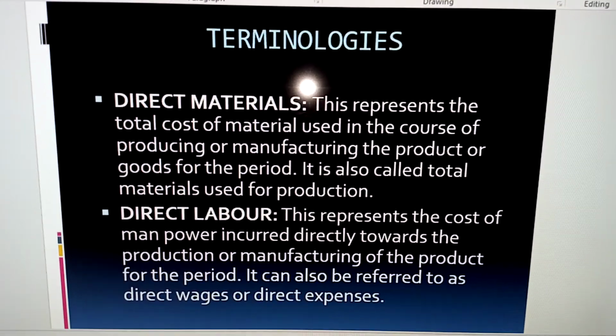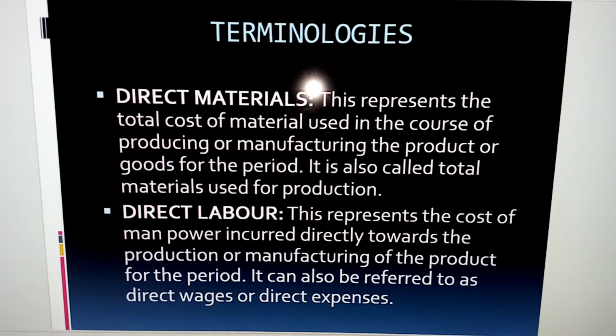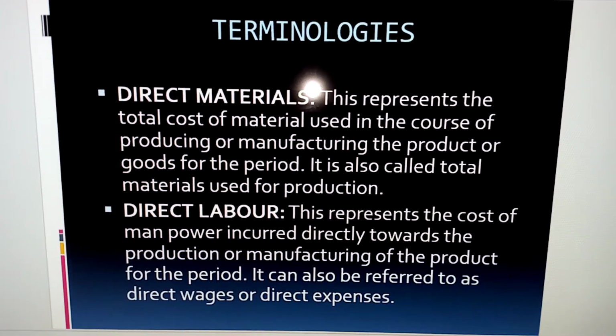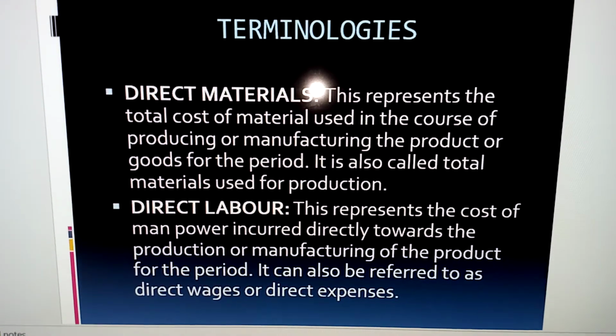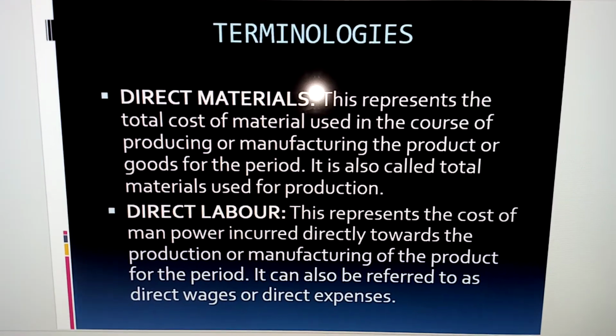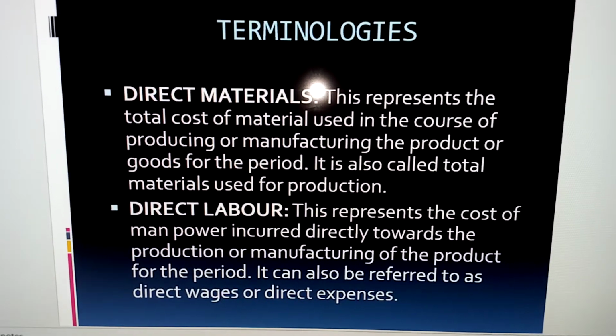Now let's look at the terminologies involved. For number one, we have direct materials. When you say direct materials, you mean materials directly utilized in producing the product for the period.